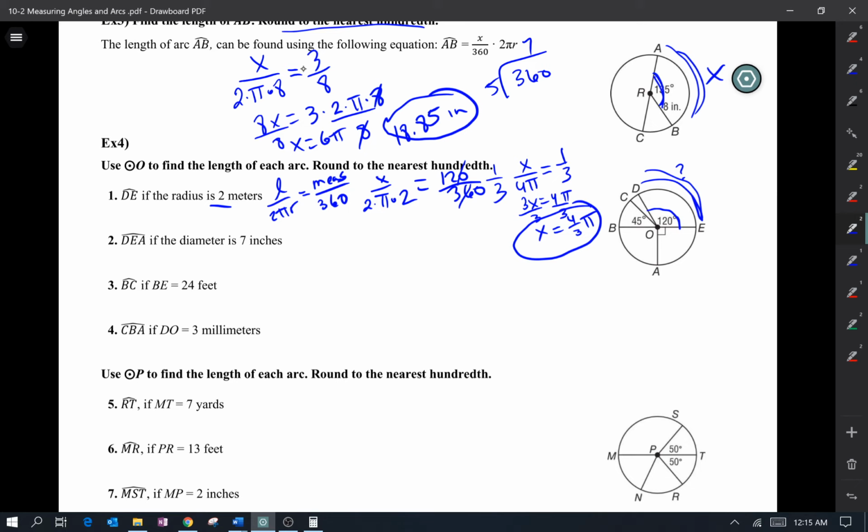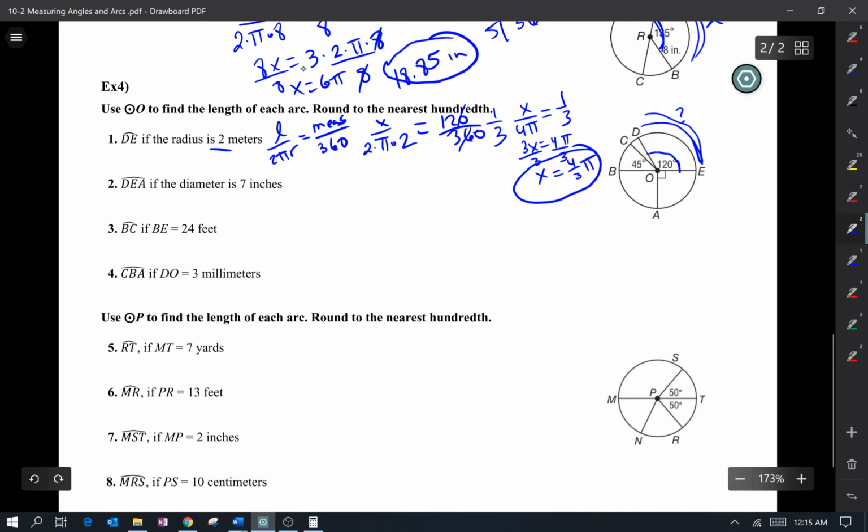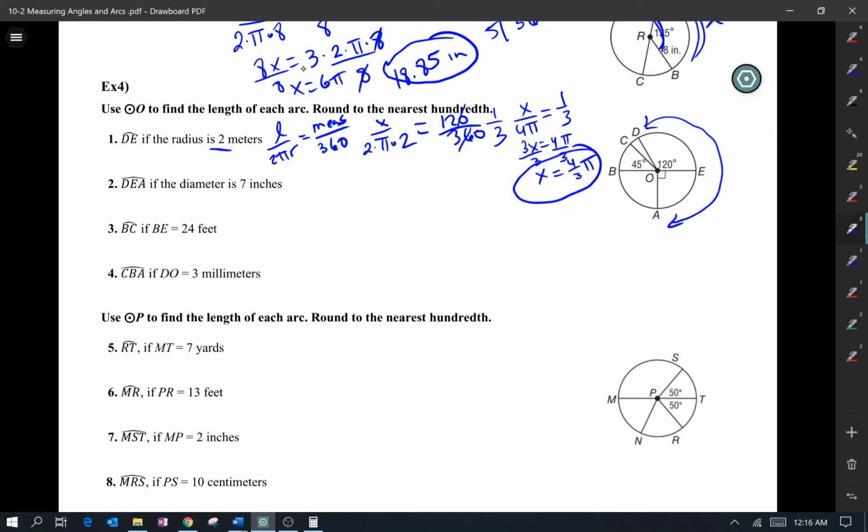Excuse me. All right. Let's try number 2. I'm running out of room. I wish I would have made more room for you guys, but I didn't. Find the length DEA, where the diameter is 7. I'm going to erase some of this. Find this arc, if the diameter is 7. All right, so here we go.